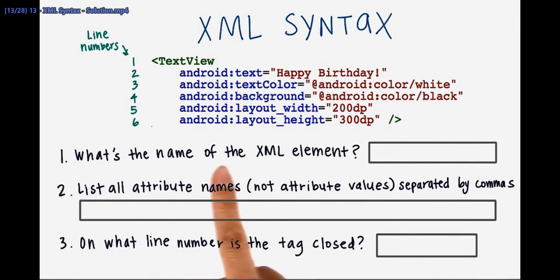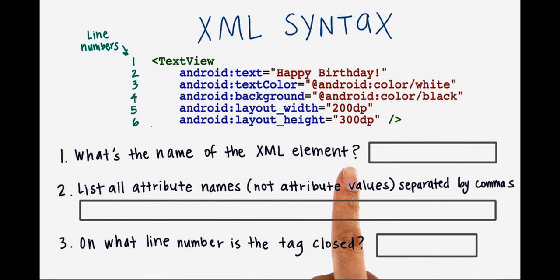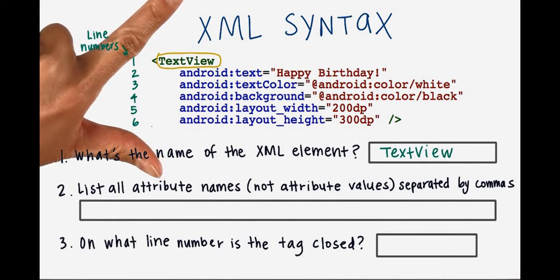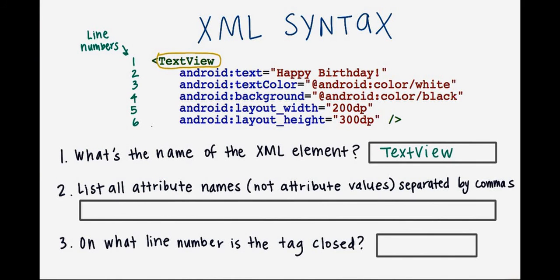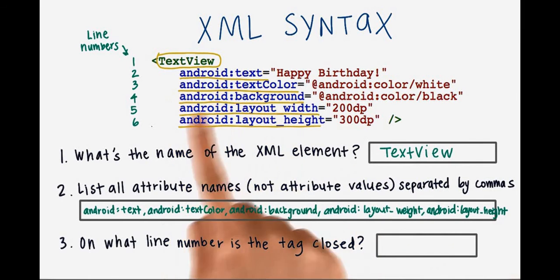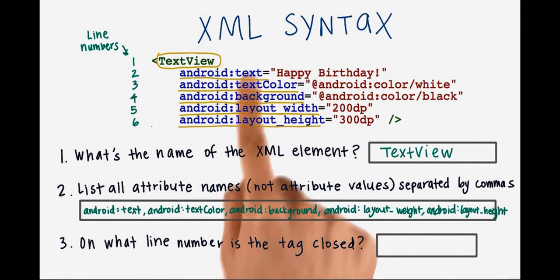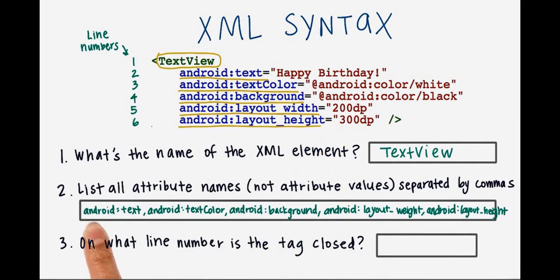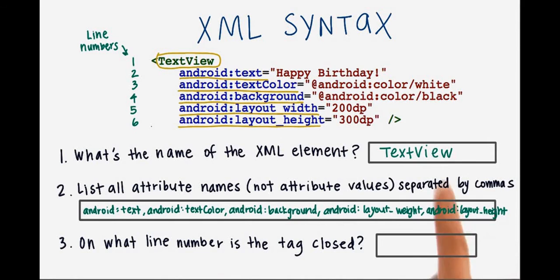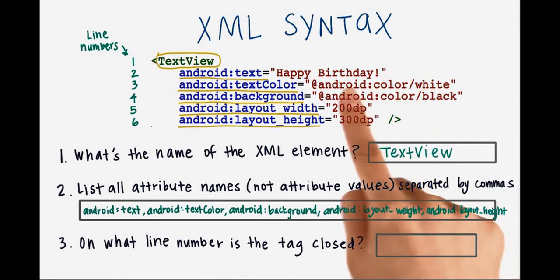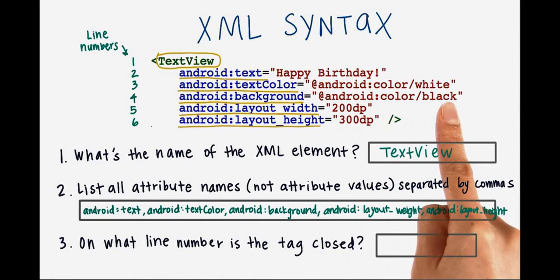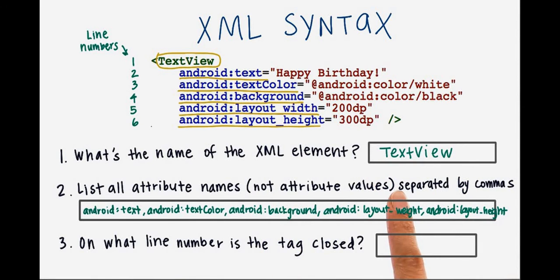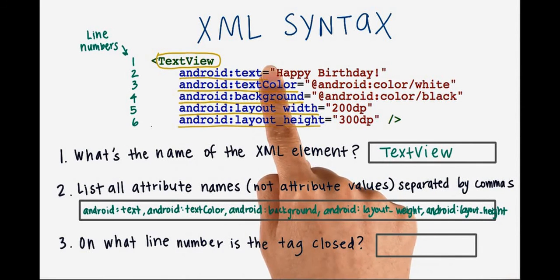The answer to the first question is that the XML element name is here, text view. It follows the open angle bracket. Then all the attributes are below the XML element name, and I've underlined the attribute names here. They're on the left-hand side of the equals sign. They include Android text color, and so on. If you put the attribute values like happy birthday or the color white or black, that's incorrect because those are the attribute values, and I was asking for the names.